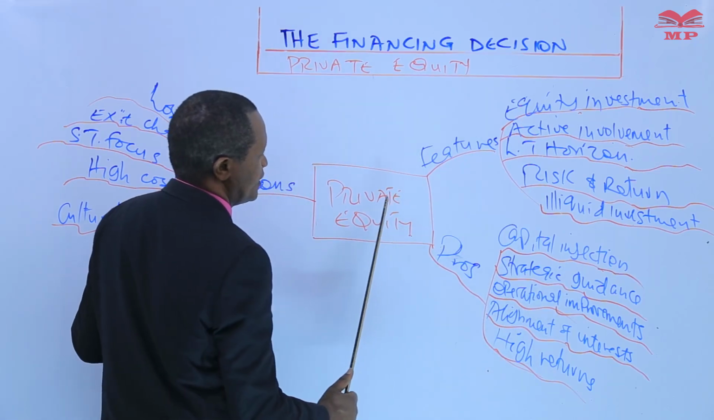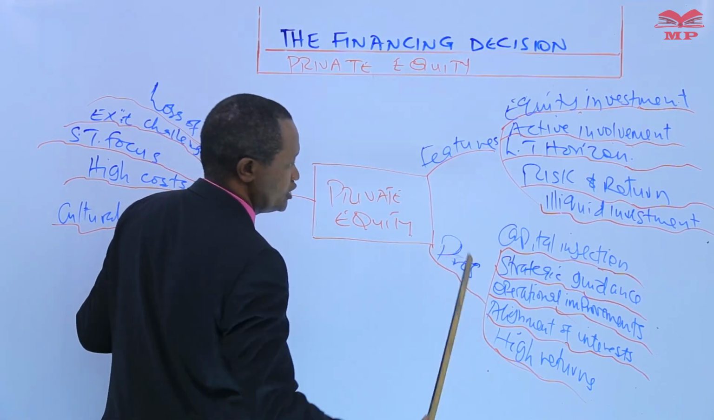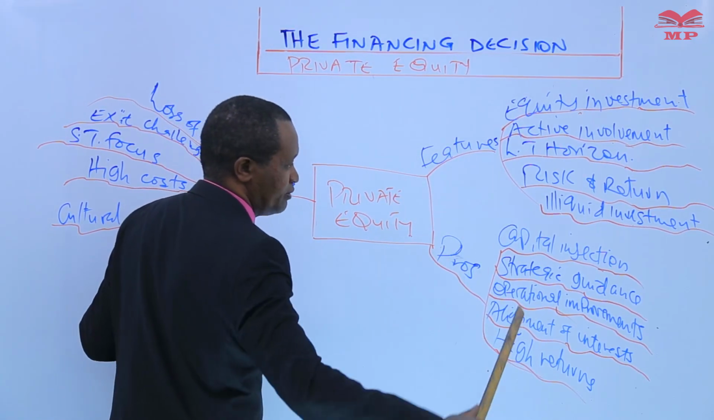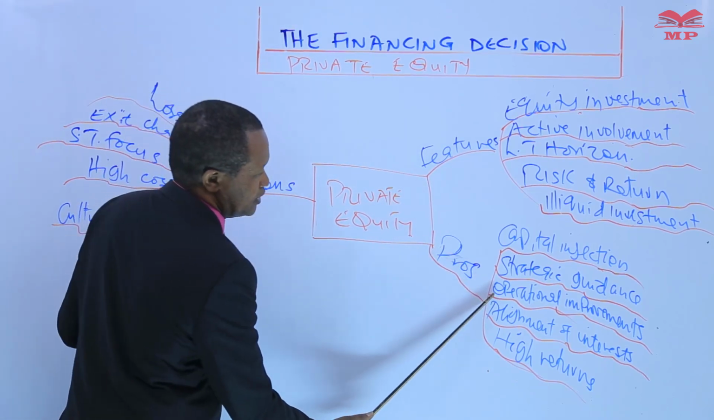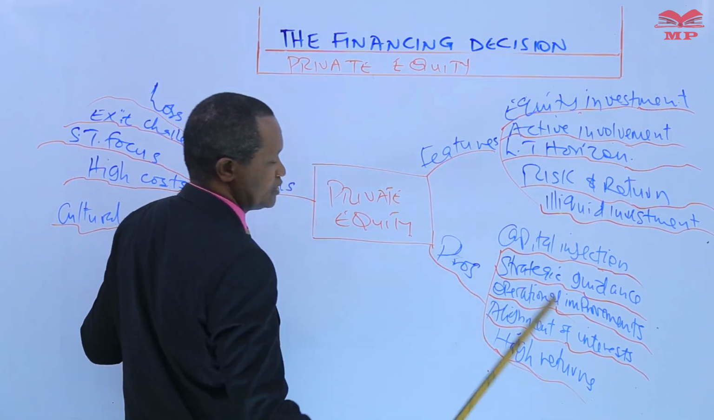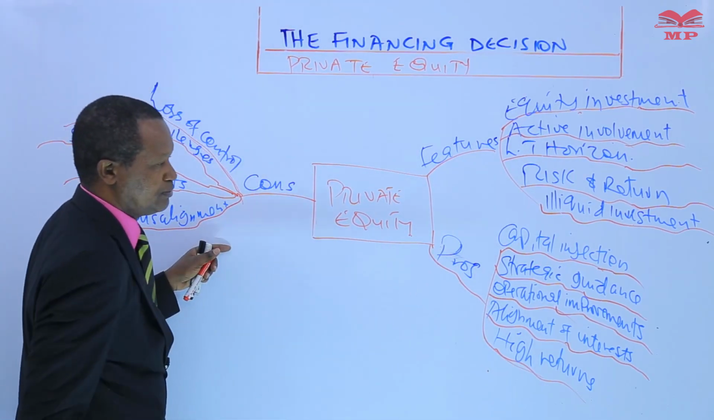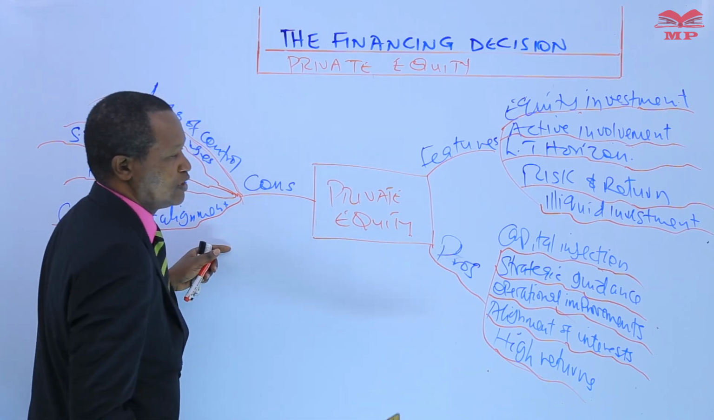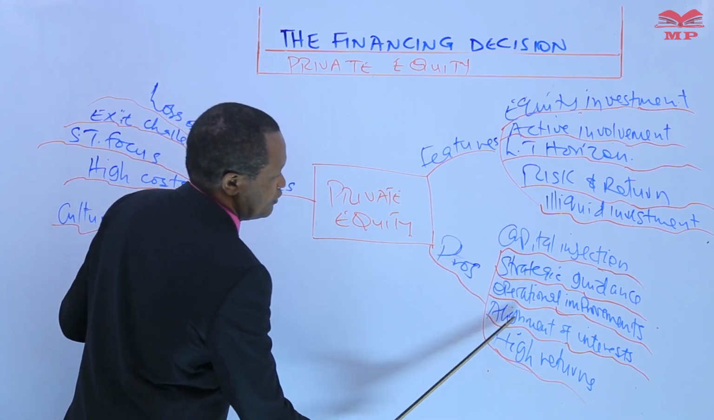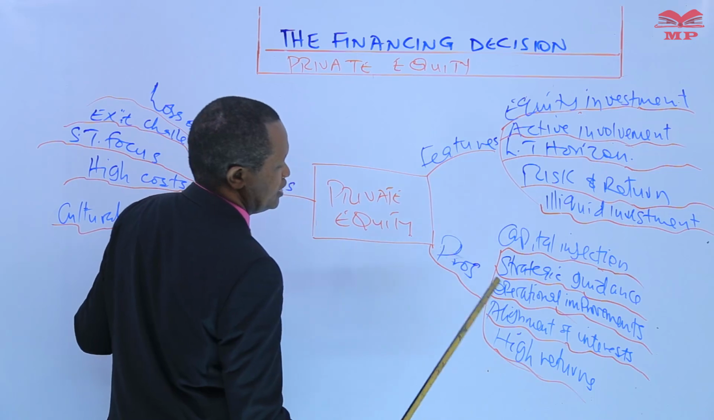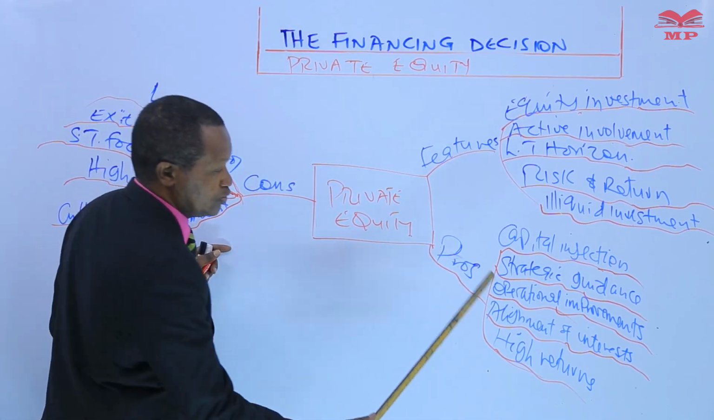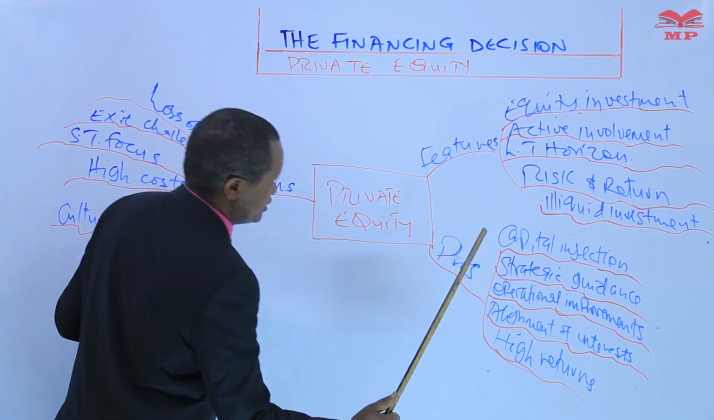There's a benefit related to strategic guidance. We say that private equity firms bring strategic guidance, knowledge, and skills to the company. Number 3, they may also bring operational improvements, which may lead to high profitability, saving on costs, and so on. Number 4, alignment of interests. Then there is a benefit related to high returns.